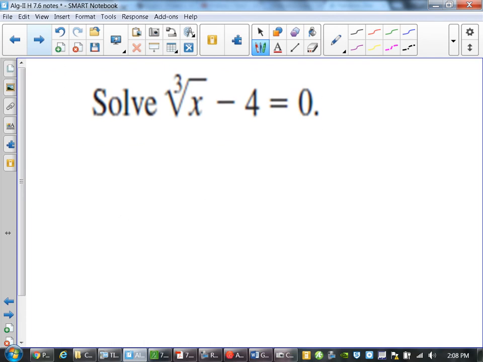Let me go to something like this. Okay. We have the cube root of x subtract 4 equals 0. You're going to do the same thing. You're going to try and isolate x. Get x by itself. Add 4. Very good. Add 4 to both sides. We have the cube root of x is 4. How do you undo cubing, or cube rooting? Cube it. You get 64.